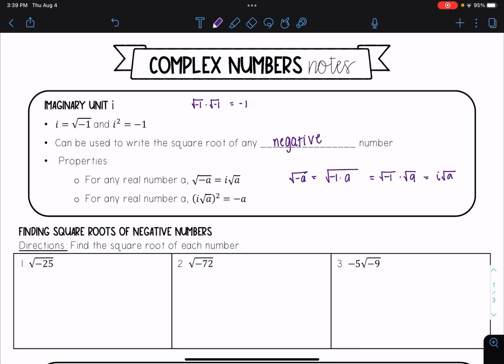And also for any real number a, if I were to do i square root of a, squared, that's going to end up equaling -a.